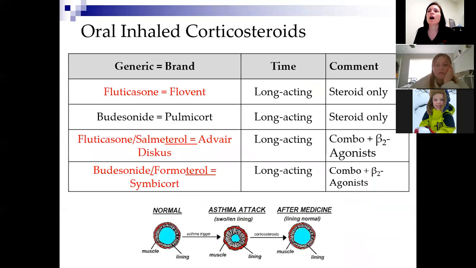So these are all the long-acting inhaled corticosteroids, and they are either a steroid only, like Flovent or Pulmicort, or a combination beta agonist and corticosteroid, like Advair. We've heard that a lot, Advair, or formoterol, Symbicort. Symbicort is one I've seen on people's medical histories pretty often as well. So those are combinations. They work to reduce inflammation and open up the airways.